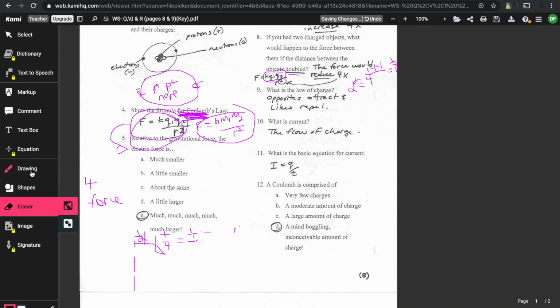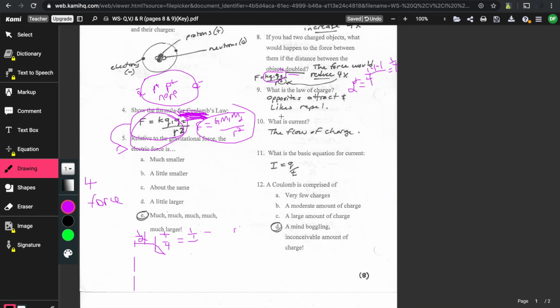Okay? Number 9. What is the law of charge? Opposites attract and likes repel. Like charges, negative and negative, repel. Positive and positive, repel. Positive and negative attract because they're opposite.